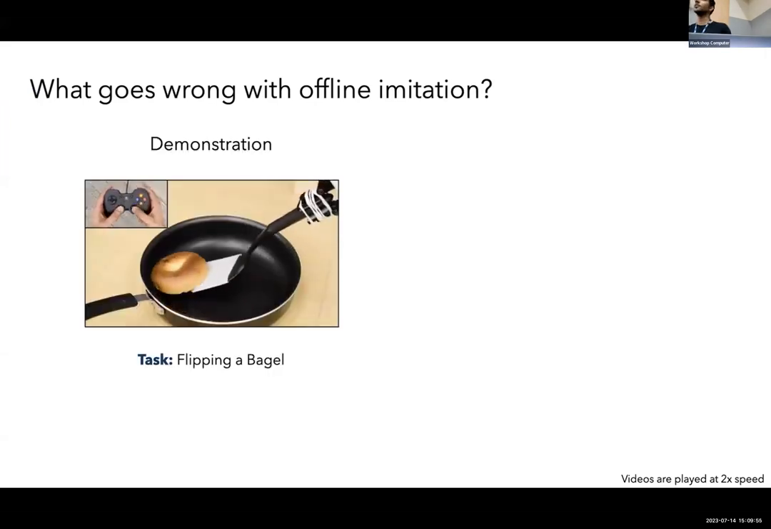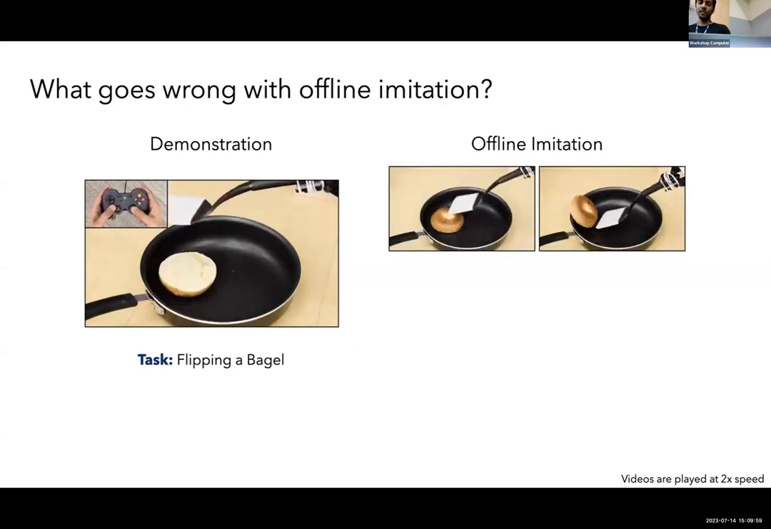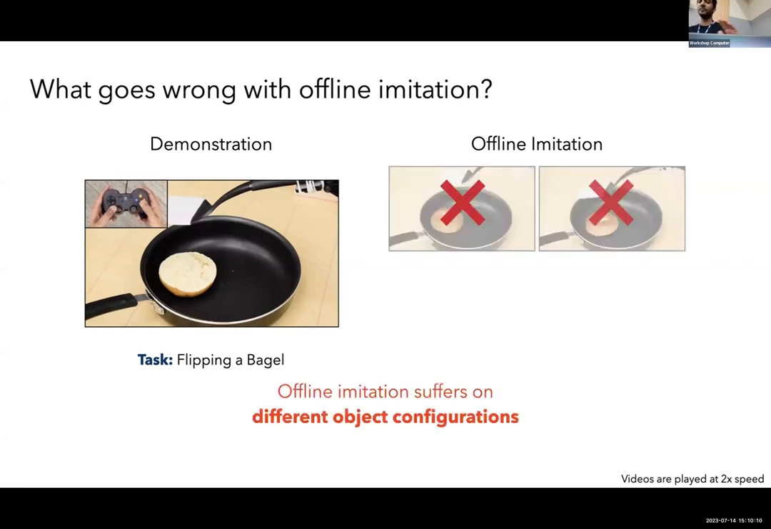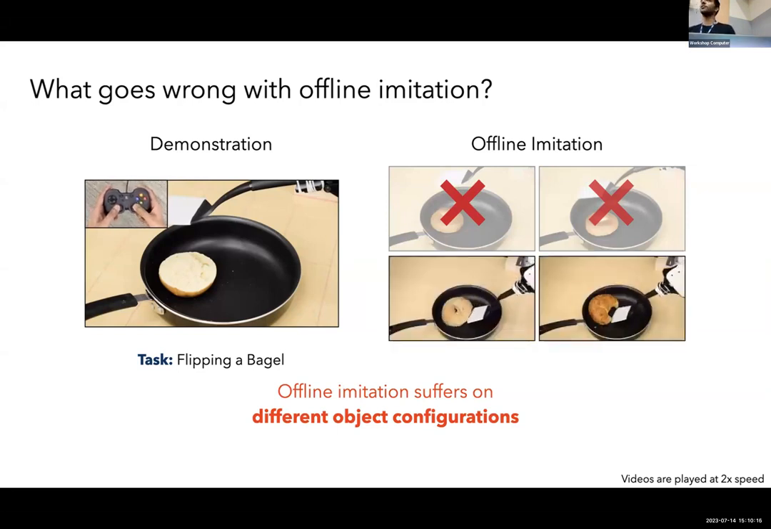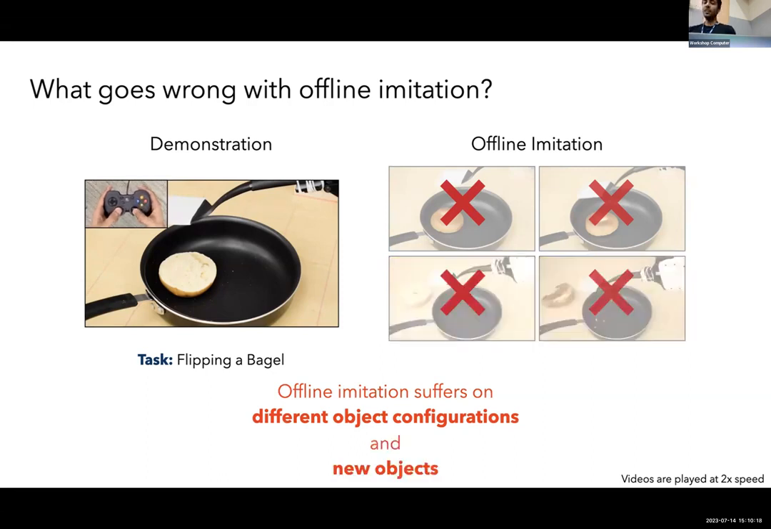Consider the task of flipping a bagel. We collect a single minute of expert demonstration and do offline imitation on these demonstrations. As you can see, doing offline imitation in this low-data regime suffers on different object configurations. And of course, since it fails on this simpler task, when you introduce new unseen objects in the scenario, it performs even worse than before.